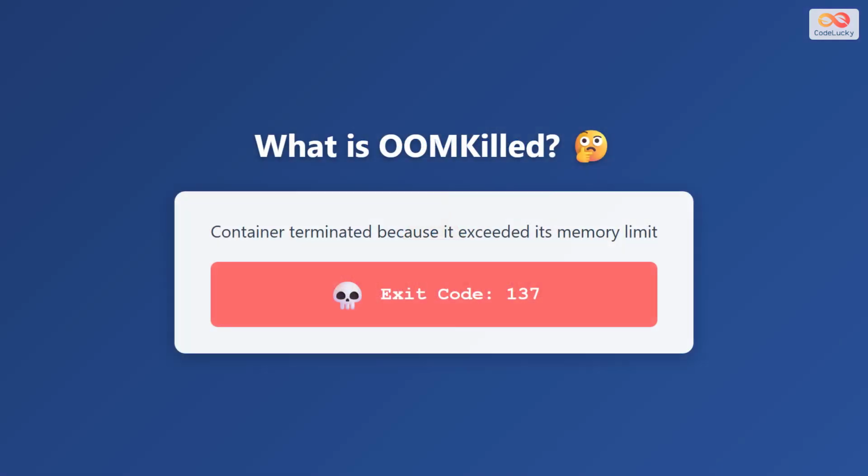OOMKilled occurs when a container is forcibly terminated because it tried to use more memory than it was allowed. When this happens, the Linux kernel's out-of-memory killer mechanism steps in and terminates the container to protect the system. You'll recognize this error by its distinctive exit code, 137. This exit code is a combination of 128, which is the base code for fatal signals, plus 9, which represents the SIGKILL signal. So whenever you see exit code 137, you know a container was killed due to memory issues.